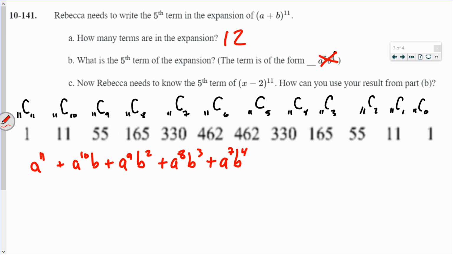But maybe there's a little bit faster way if they ask me what's the 8th, 9th, 10th term to find that. So we can use the exponents to help us out. I know that's going to be x to the 11th, so I have to find 5 terms past that, or 4 terms past that, sorry.